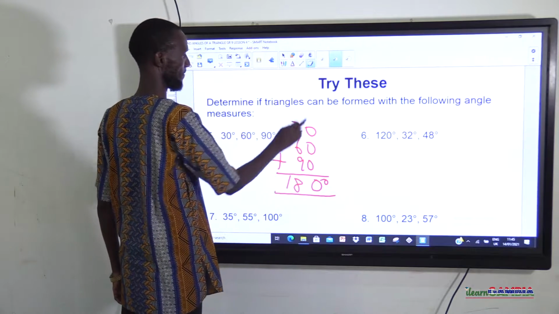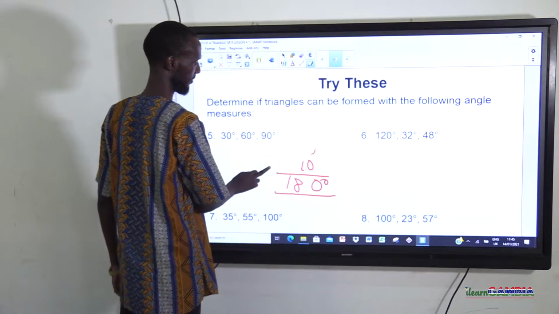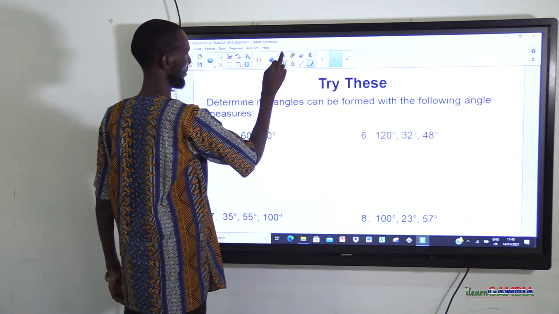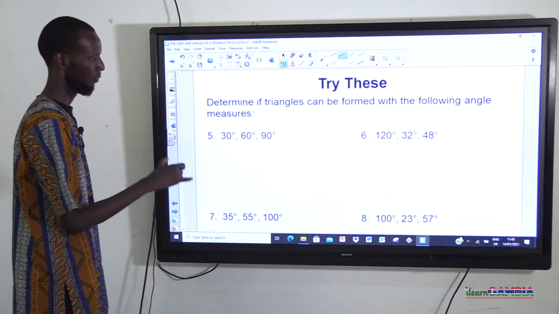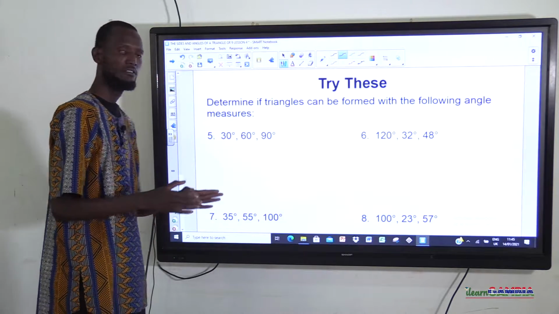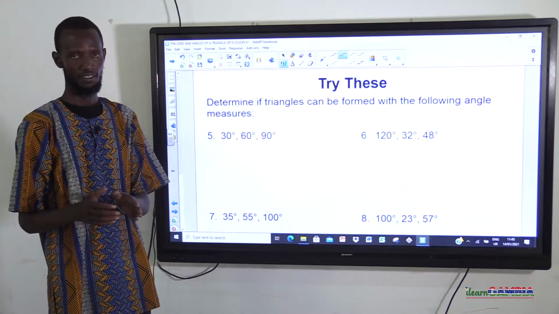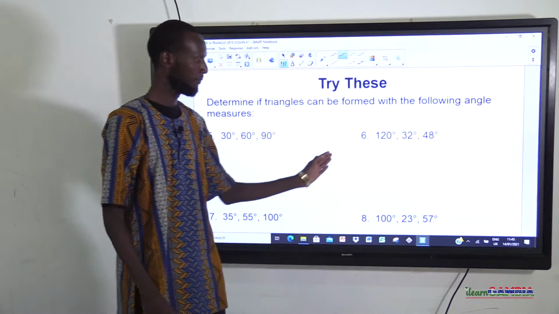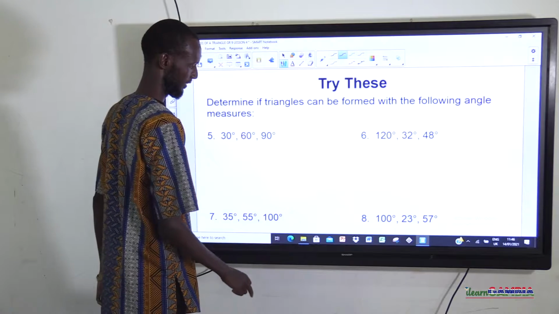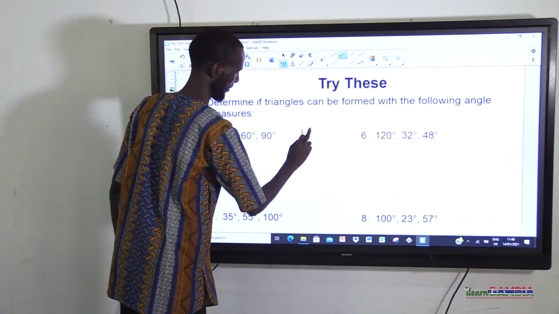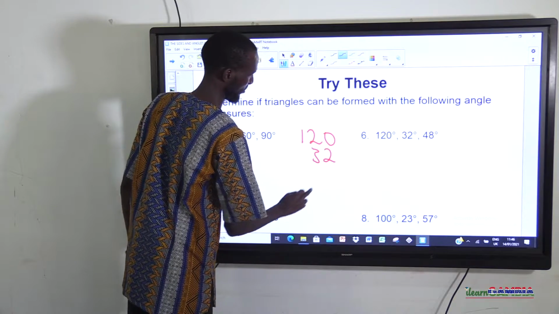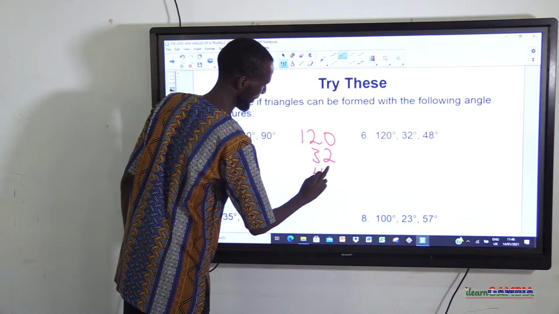Then we can use the same process to check the remaining angles. The next one we have is 120 degrees, 32 degrees, and 48 degrees. Let's see whether, if we add them up, our answer will be exactly 180. So this is 120 added to 32, and we add that to 48.